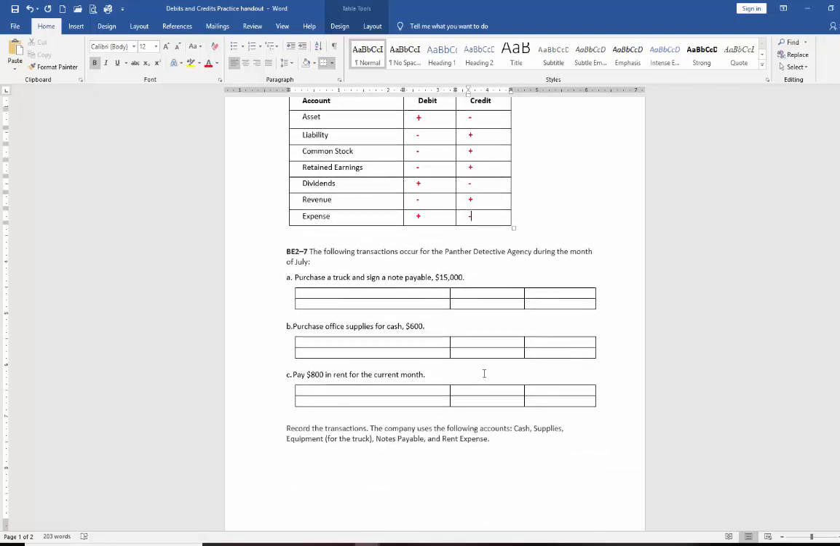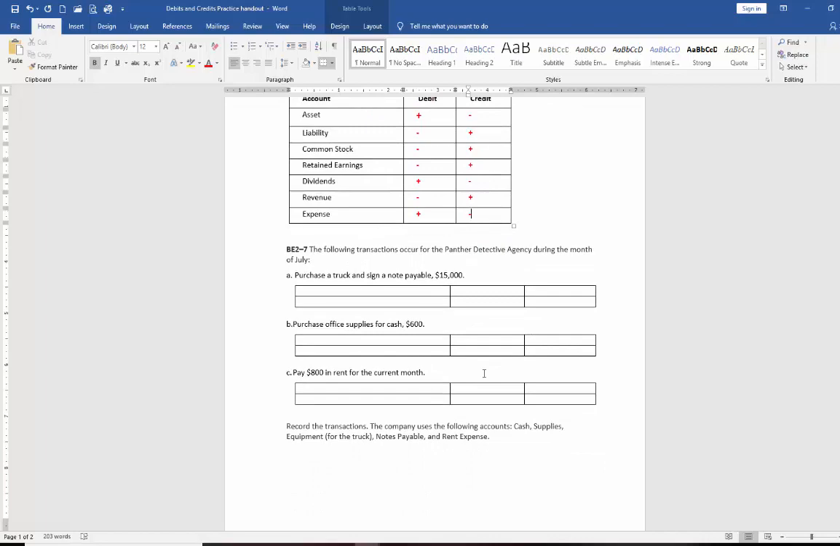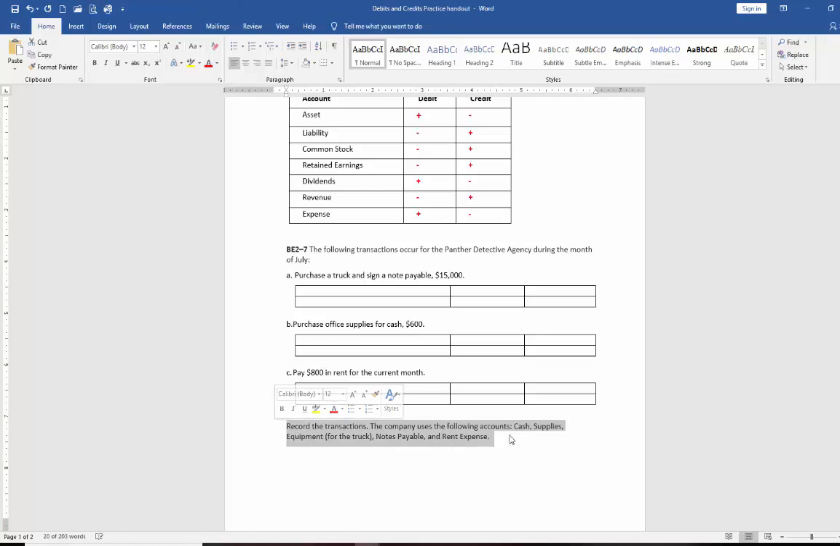This is like the next step in recording accounting transactions. Here we have some simple transactions. Also, when you're reading these problems, this particular one tells you the names of the accounts that they use. So you have a very limited number of choices here. We only have five accounts, so it has to be one of those five that you're debiting or crediting.